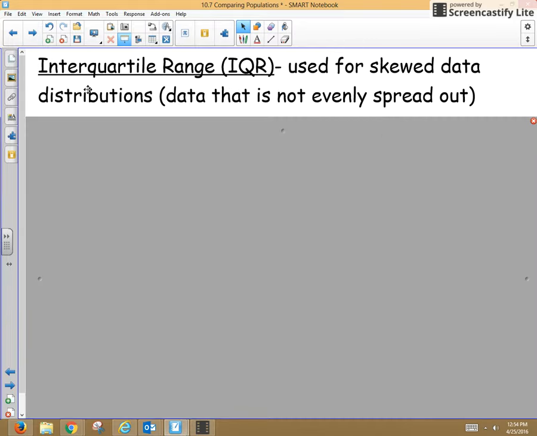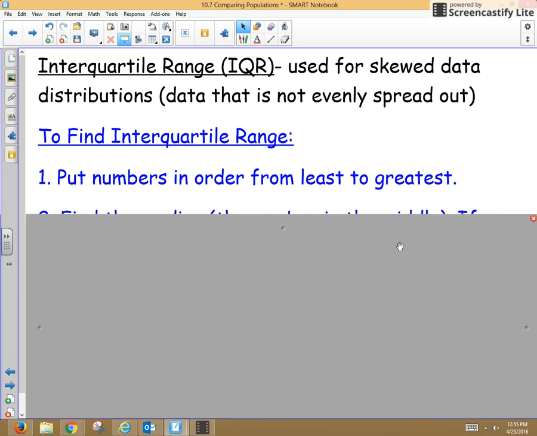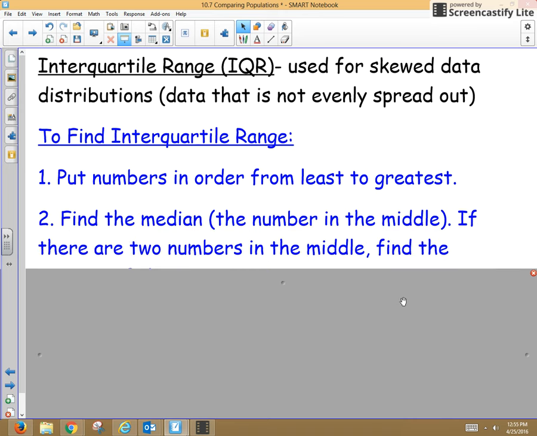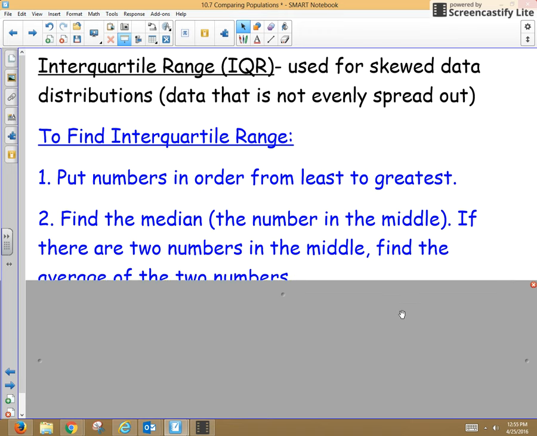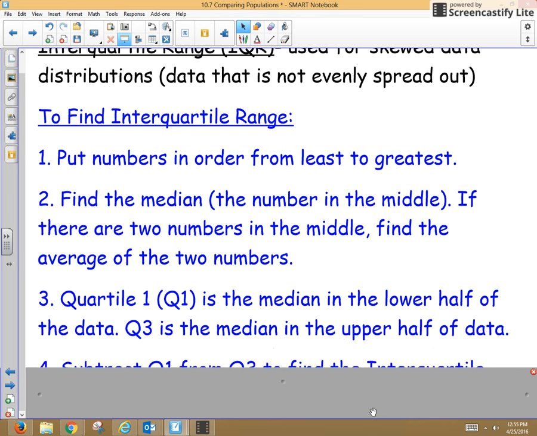The next vocabulary word is interquartile range, or IQR, and it's used for skewed data distributions, data that is not evenly spread out. To find the interquartile range, number 1, you put the numbers in order from least to greatest. Step 2, you find the median, the number that's in the middle. If there are 2 numbers in the middle, then you find the average of those 2 numbers.